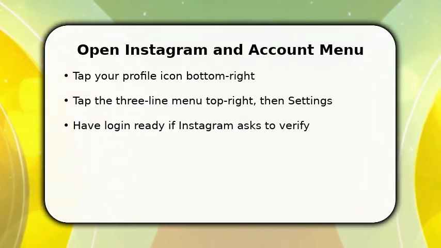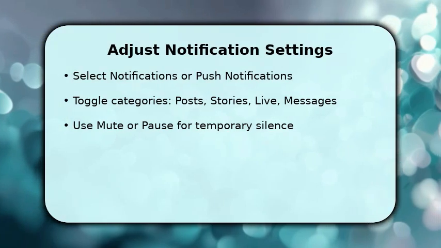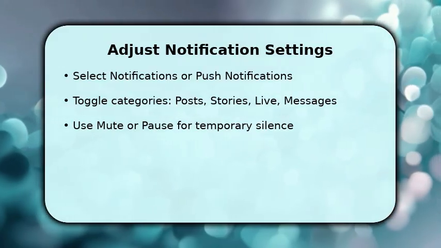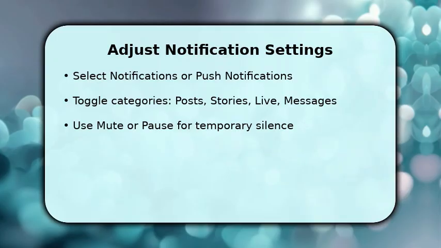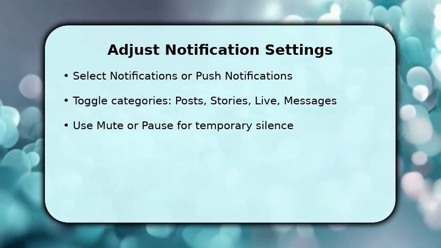You'll find notifications under Settings. Tap Notifications or Push Notifications to open granular controls. Now go through Categories, Posts, Stories, Live Messages, and toggle off the specific alerts you no longer want. This prevents unnecessary push interruptions.